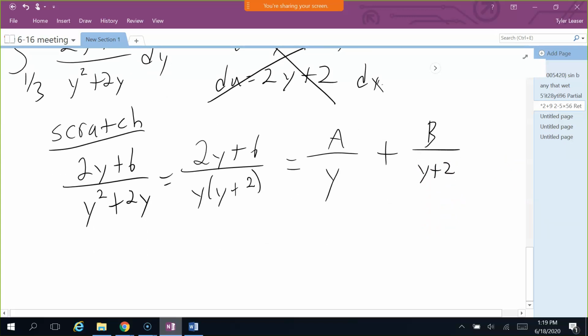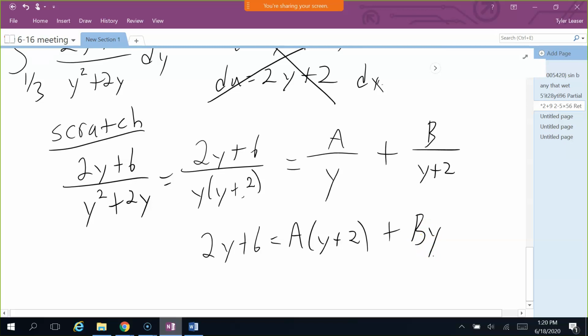Same thing, we need to get the coefficients there, the a and the b, and to do that we're going to multiply both sides by that denominator. So we get 2y plus 6 on the left. When I multiply by this denominator on the first fraction, the y's cancel, the a comes down, and we get that linear factor y plus 2. On the second fraction, the y plus 2's cancel, the b comes down, and the y.